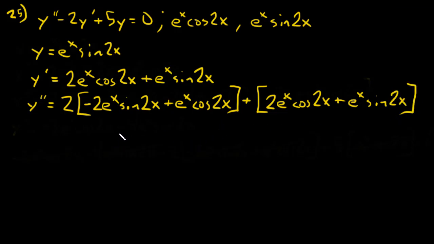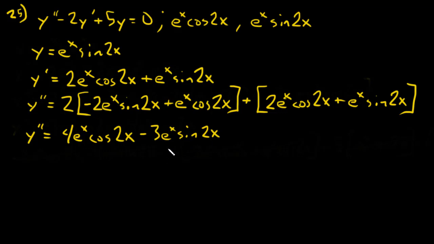So let's handle all the e to the x cosine x's first. I'm going to have 2 times that plus 2 times that, which gives me 4 e to the x cosine 2x. So y double prime is equal to 4 e to the x cosine 2x. And in the sine terms, we're going to have negative 4 here, positive 1 here, which is going to be negative 3, minus 3 e to the x sine 2x.